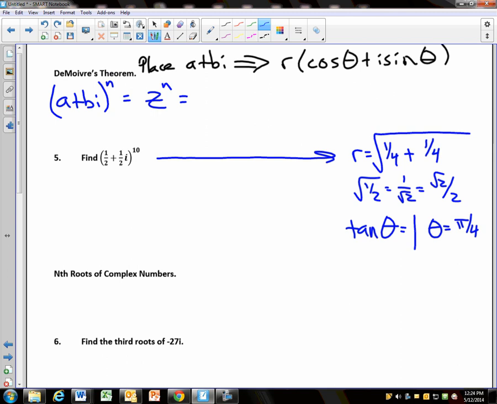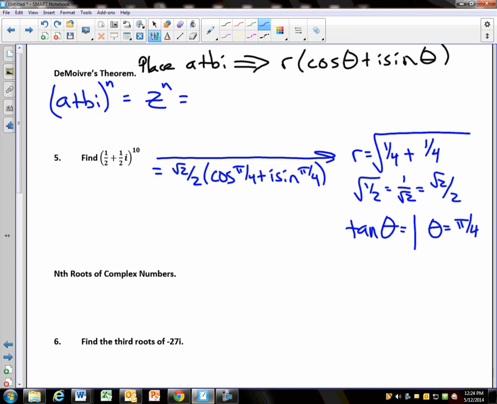So we've done the first step to DeMoivre's theorem, which is we place this in trigonometric form. This is the same as the root of 2 over 2 times the cosine of pi over 4 plus i sine of pi over 4. And that's our first step. That's what we did last time. Then we learned how to multiply and divide them. Now we're going to take them to a power, z to the nth.